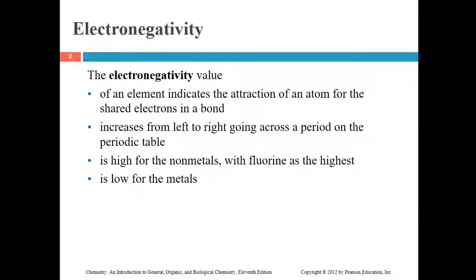So what electronegativity is, it's a value of an element that indicates the attraction of an atom for the shared electrons in a bond. It increases from left to right going across a period on the periodic table. For the nonmetals, it's high and it's low for the metals, and in the nonmetal section, fluorine is the highest.